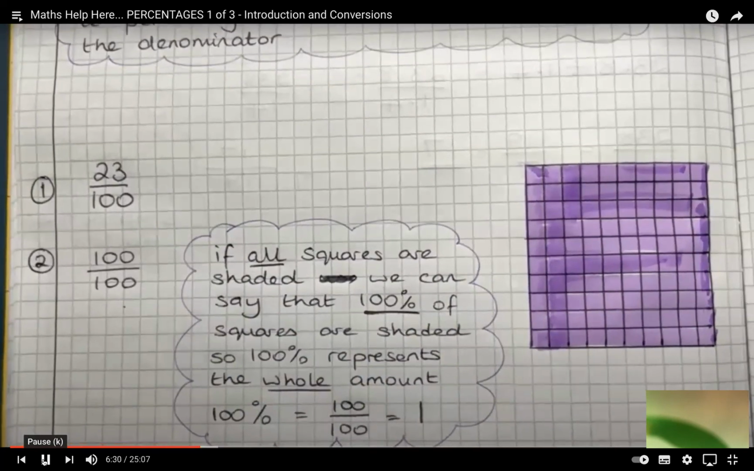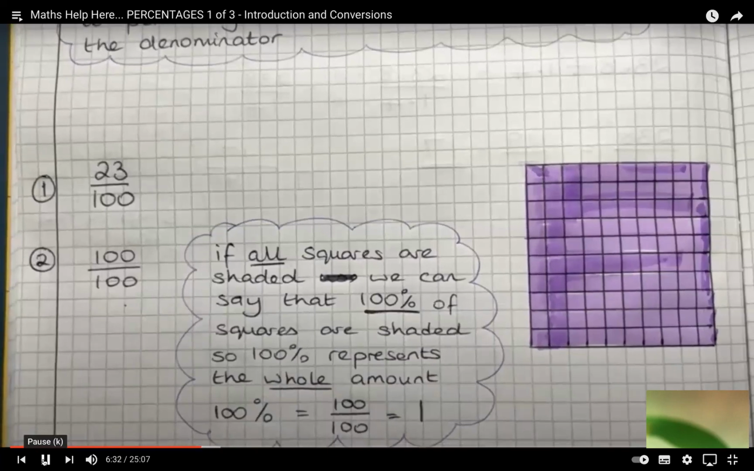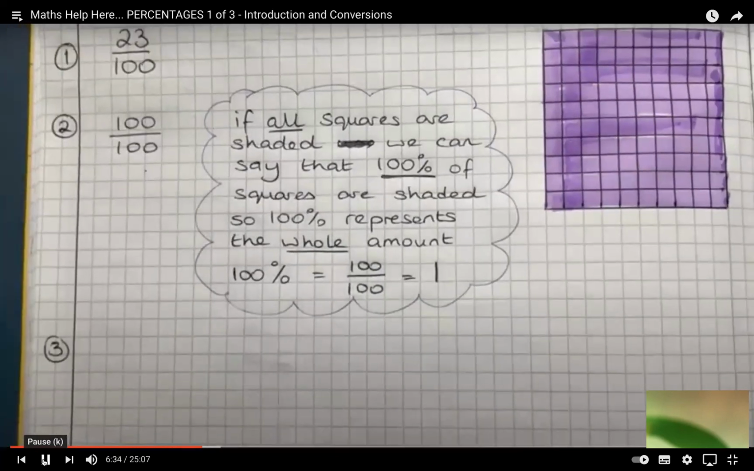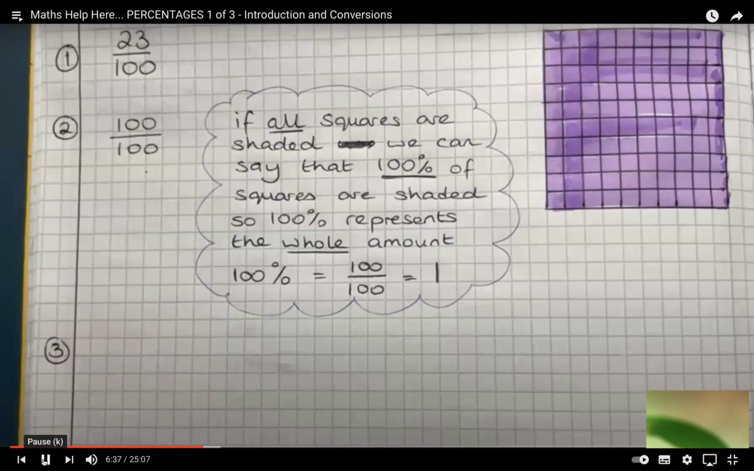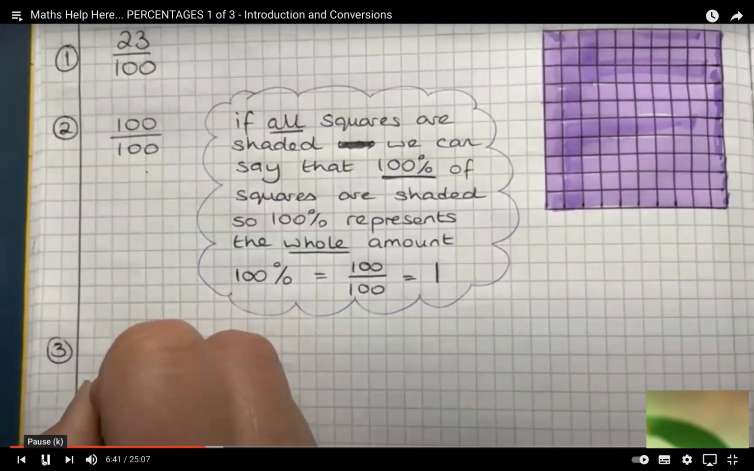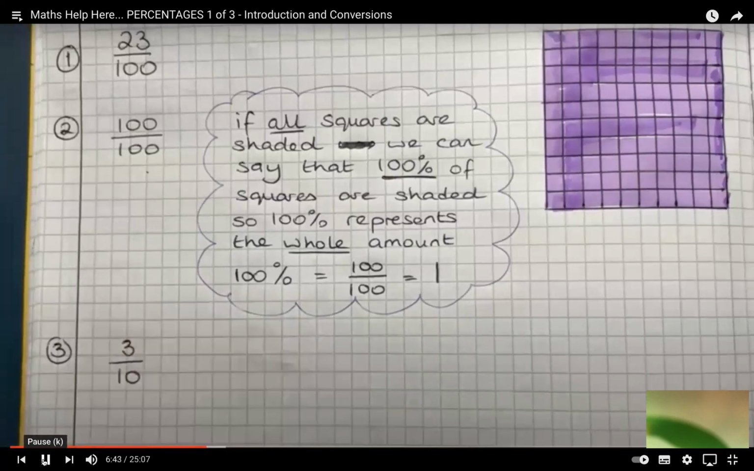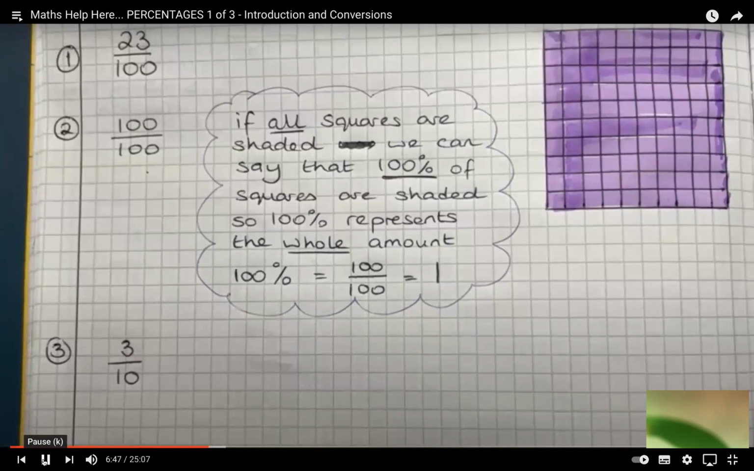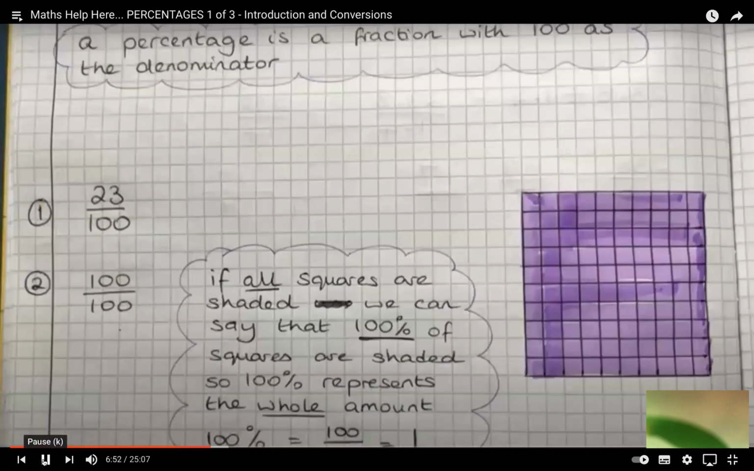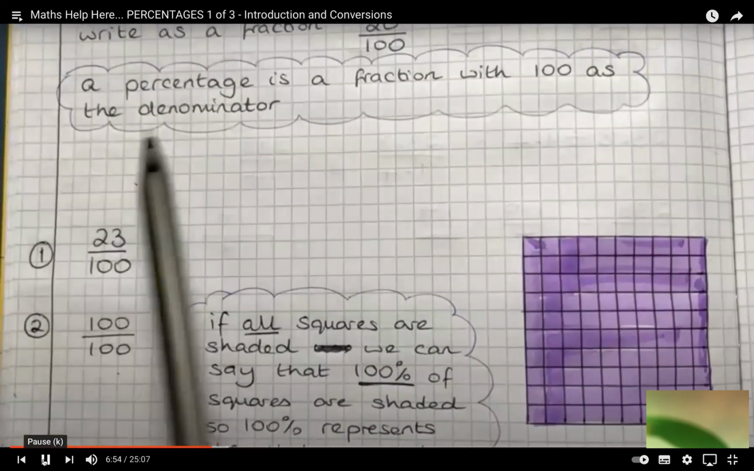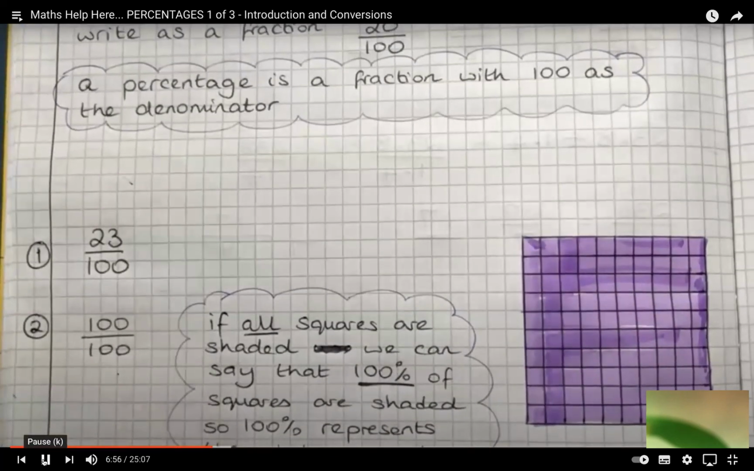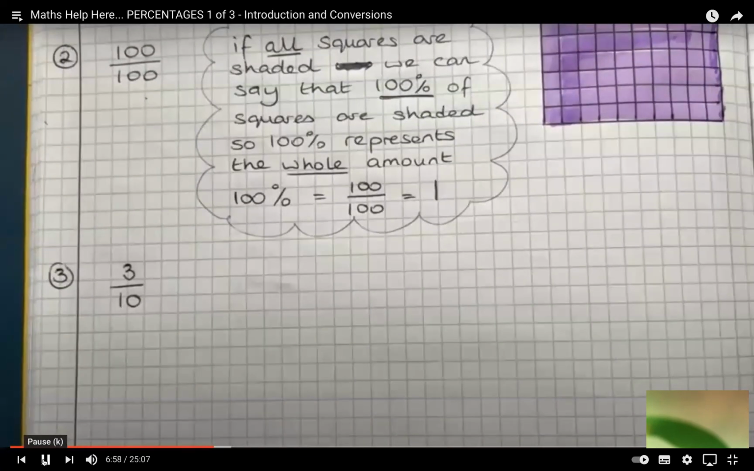But what if it wasn't out of 100? What if it was only out of, I don't know, let's say 10? What do I do now to turn this into a percentage? I know from up here, let's go back up again. A percentage is a fraction with 100 as the denominator. Okay, that's a clue. I need to make my denominator 100.